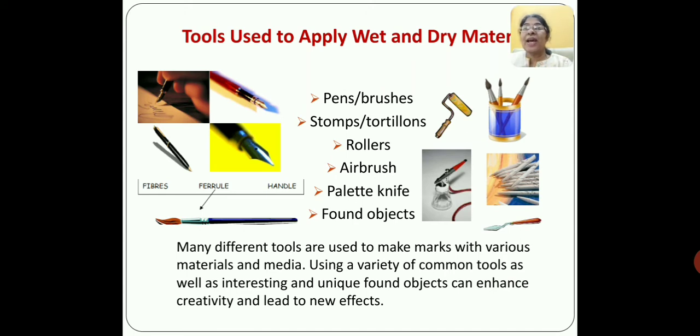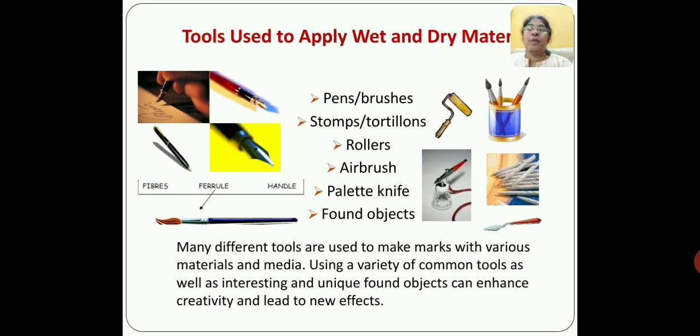So the brush, the whole brush is divided into three different parts. At the tip you have fibers. The fibers may be natural fibers or even synthetic fibers, and you have the gripper, that is the ferrule, and at the last you have a wooden handle. It is called the handle. You can use brush for painting, for outlining and all.